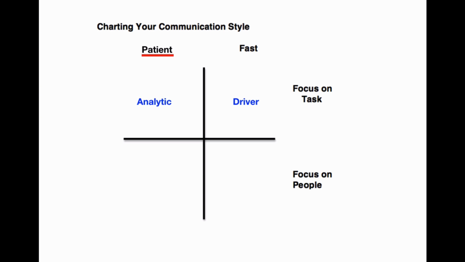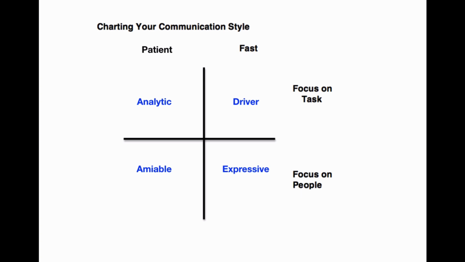Let's say you're patient, but you focus on people. We would call you amiable. And the amiable person is one who puts others' feelings in front of theirs. They want to make sure everyone is taken care of and as happy as they can be. If you focus on people and you're fast, we say you're expressive. This is the type of person that's high energy, creative, has ideas, but sometimes makes mistakes.